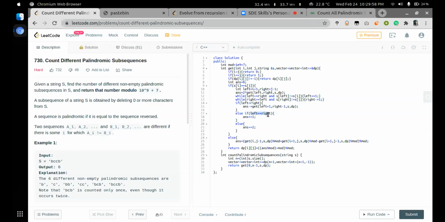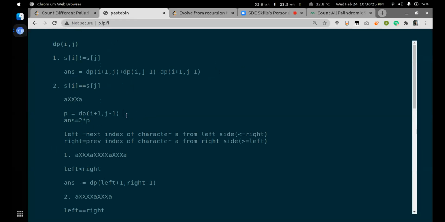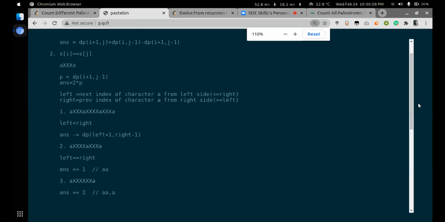So if left is not equal to right, or left is less than right. Left is less than right when there are two or more A's in between. But you still will have to add the other part also, which is between the A's, right? Yeah, this one is already considered when I was taking the general one. So that is already there, and you just have to add these two now.